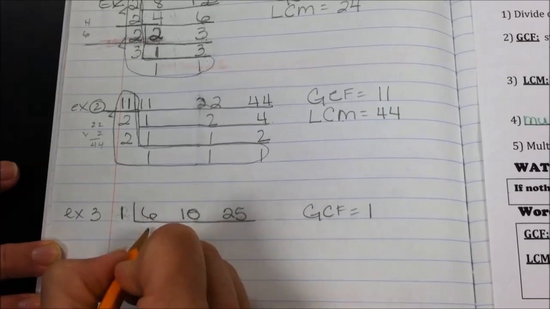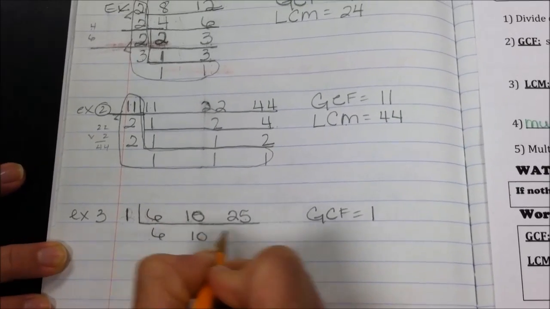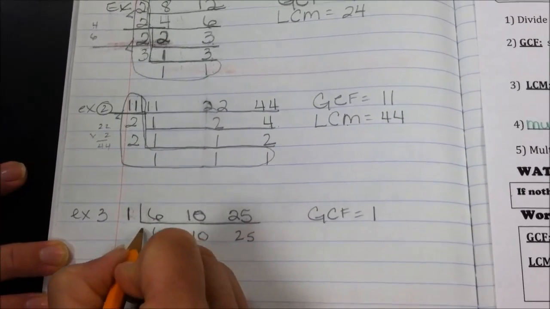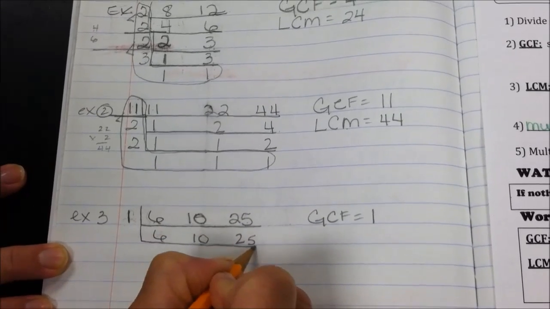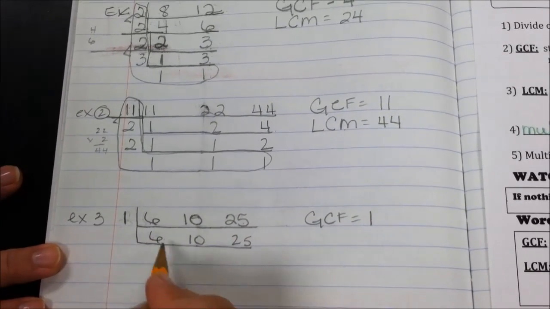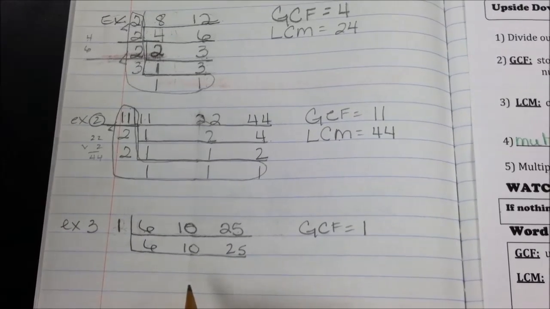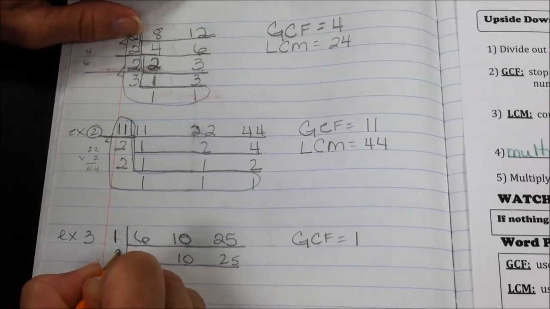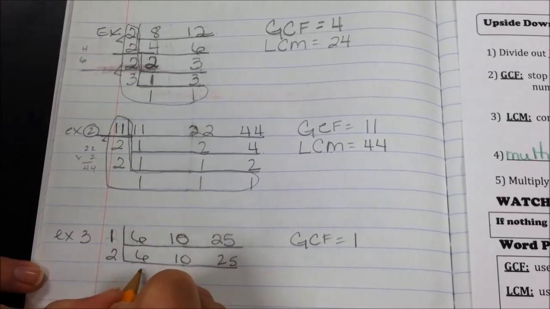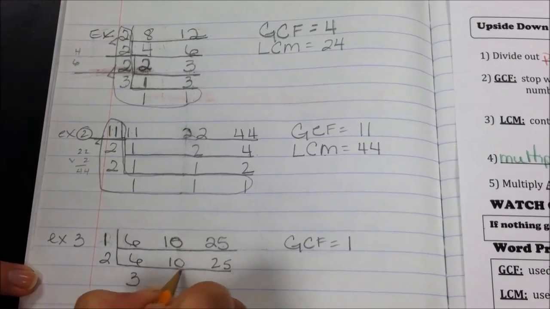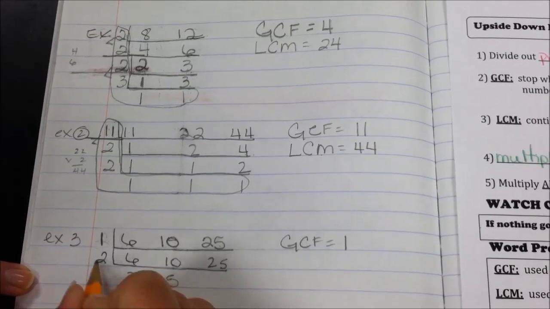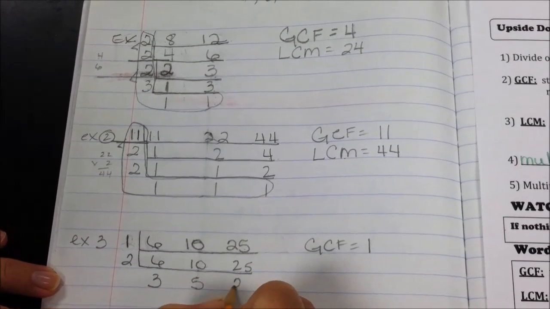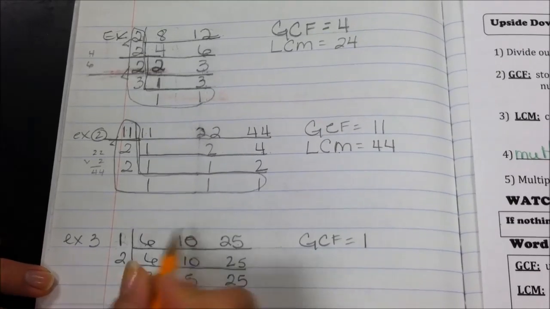With 1 being my GCF, all the numbers, again, will be brought down. And we're going to find a prime number that goes into 2 of them, or 1 of them. Either way, they all have to be broken down to 1. So it looks like I'm going to use the number 2. 6 divided by 2 is 3. 10 divided by 2 is 5. 2 cannot go into 25 evenly, so we bring it down.